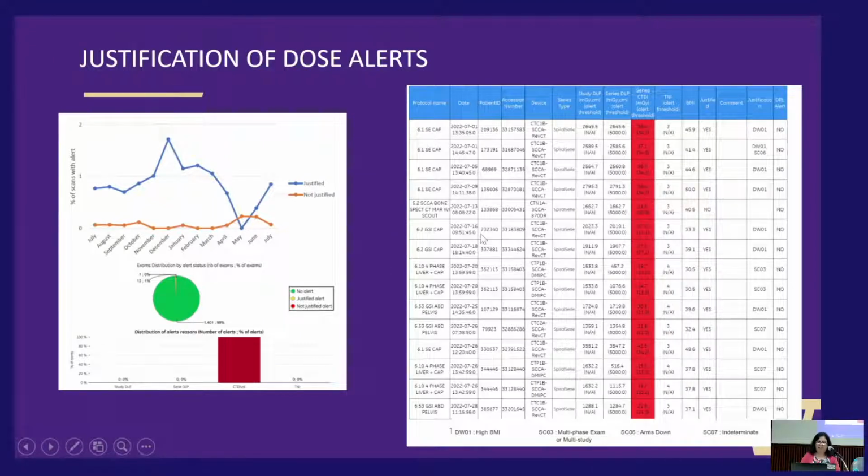one of our sites, they log in, and anything in red here, you can see that 36.4 was the alert. Our notification value is set at 34.2, according to DoseWatch. And yeah, they justified it. The reason was the patient was big, things like that. So this is something we rely on our technologists to do as well.